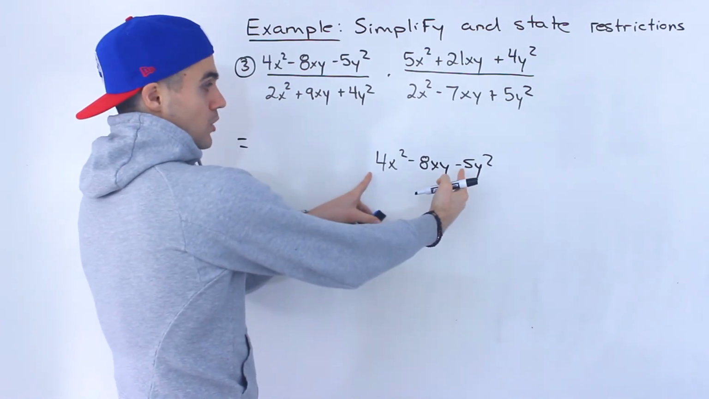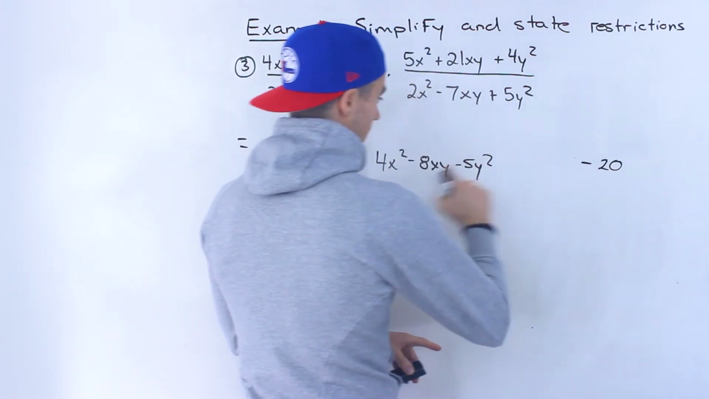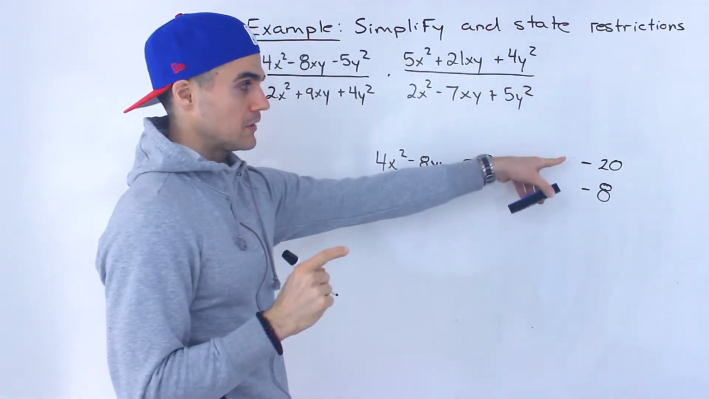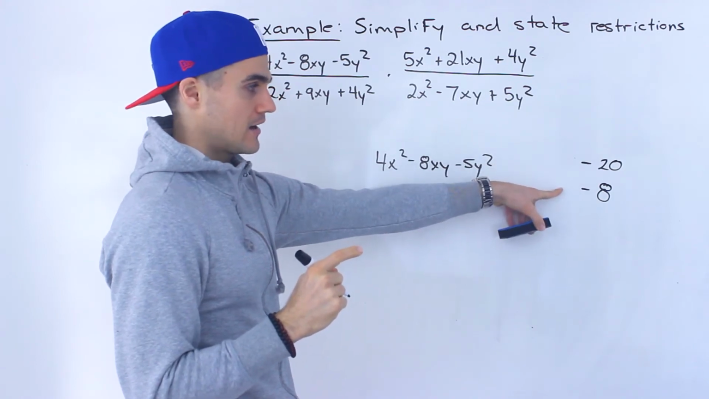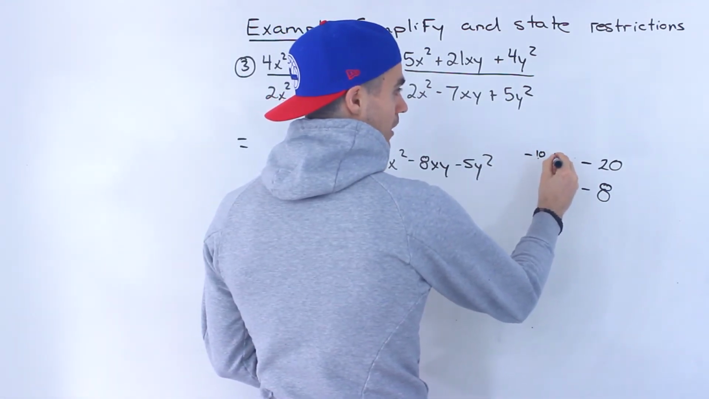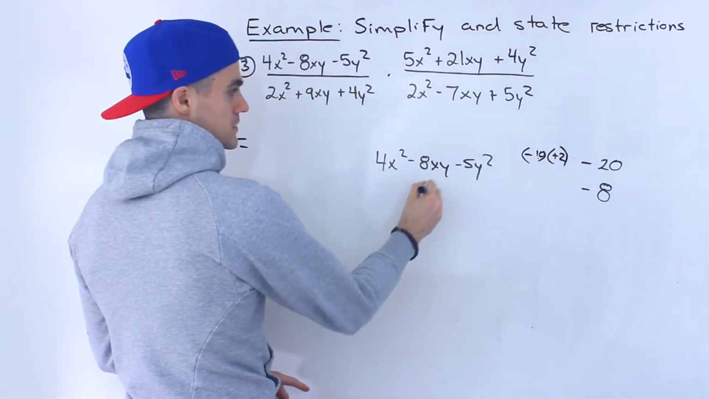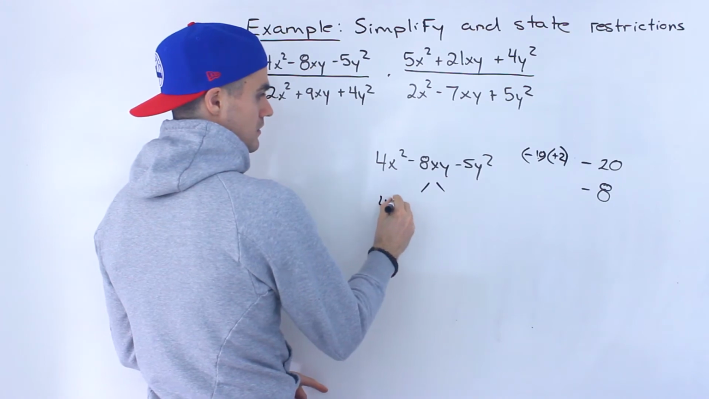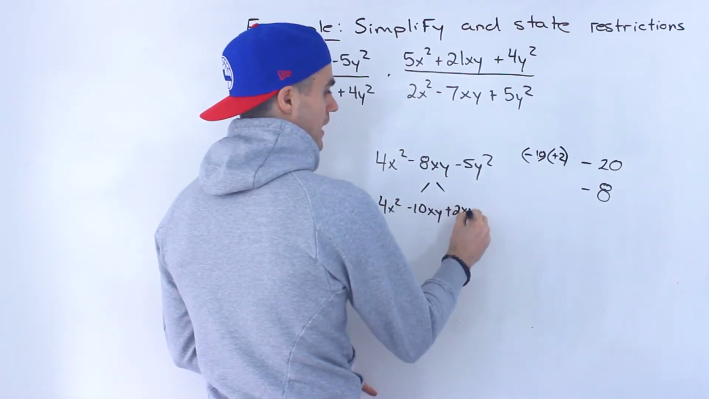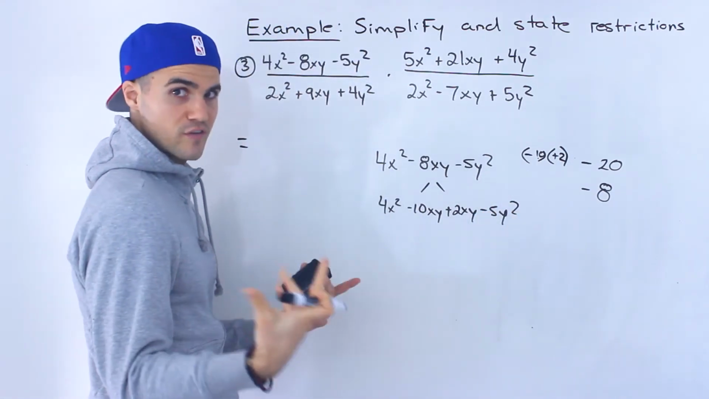Decomposition, what do we do? Multiply these two numbers, so we'll have negative 20, and then we'll have that b value, negative 8. So what two numbers multiply to negative 20 and add up to negative 8? Well, negative 10 and positive 2 would work, right, in both cases. So what we do, we decompose this into negative 10xy plus 2xy like that, and then we'll have minus 5y squared. And then what we do, we factor by grouping.